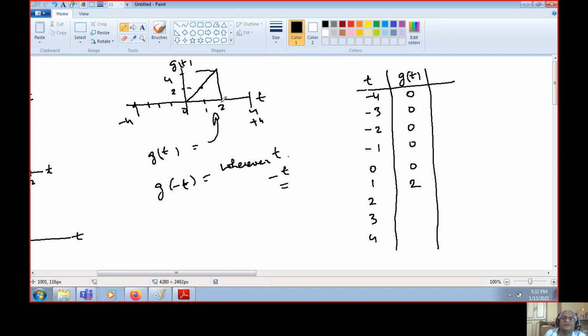And what is the value at 2? At 2, it is 4. And what is the value at 3? At 3, it is again 0. At 4, it is again 0. Now you can also give times with a 0.5 variation. Then at 0 you get 0, at 0.5 you get 1, at 1 you get 2, at 1.5 you get 3, at 2 you get 4, at 2.5 you get 0, at 3 you get 0, and so on.